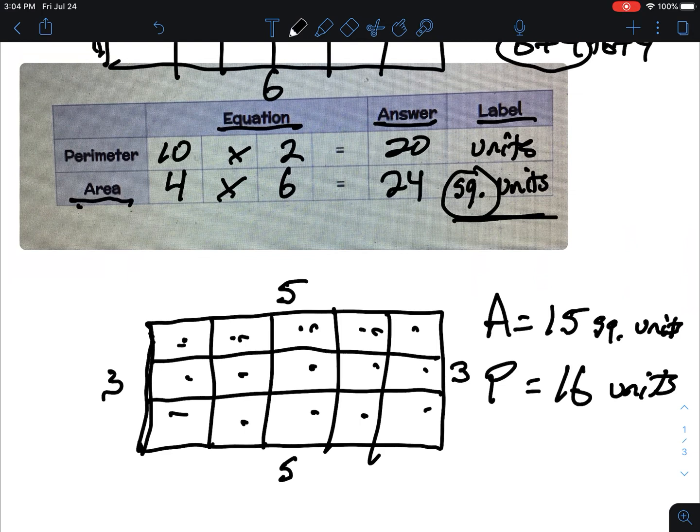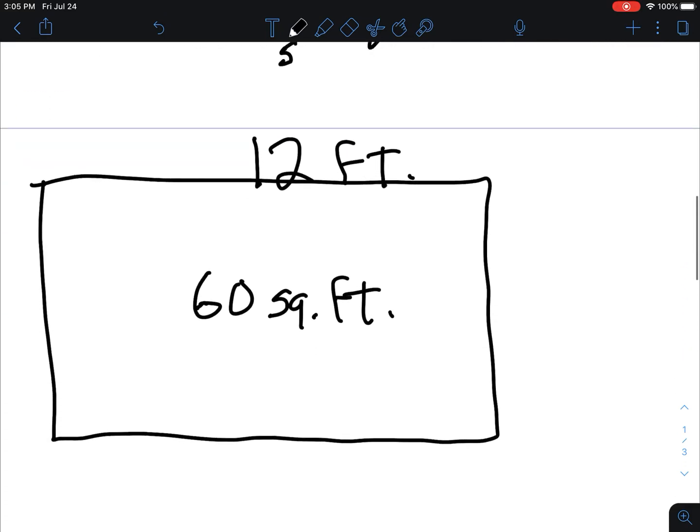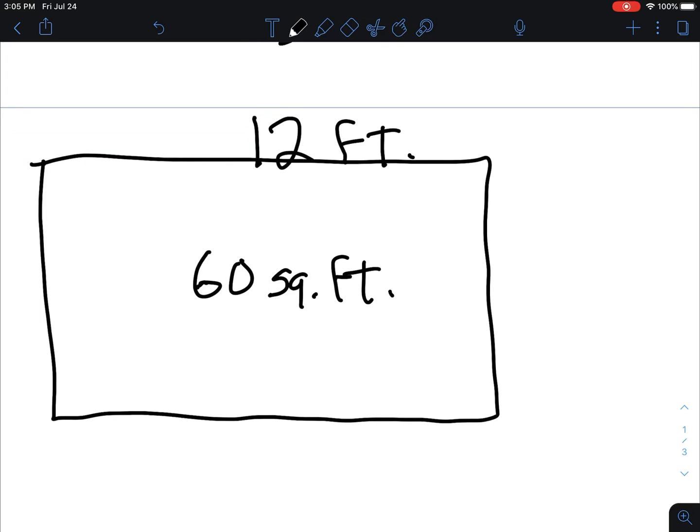So hopefully you understood that. If you had any trouble with any of this, remember you can always pause this video and rewind it and watch it again. All right, second type of problem you're going to have on your independent practice will look like this. They're giving you the measurement of one side, and they're telling you what the area is.